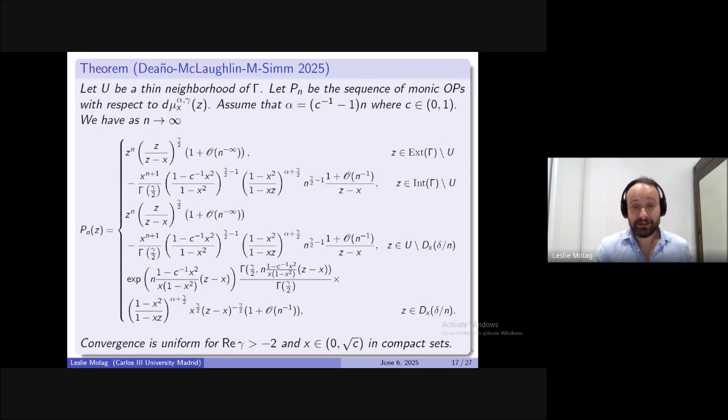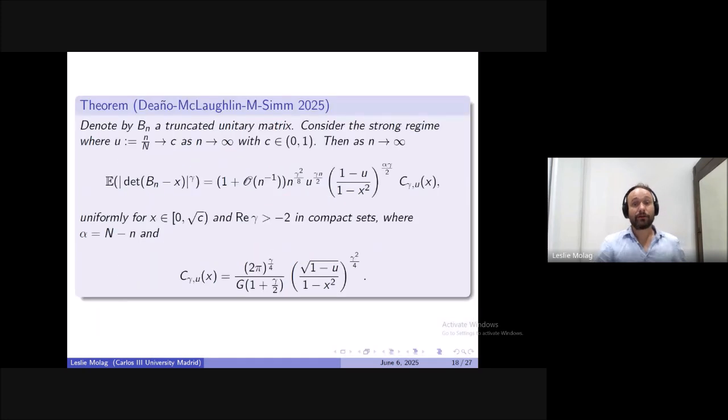Okay, so that's the result for the orthogonal polynomials. Let's now look at the moment of the characteristic polynomials. So again, we consider the regime of strong non-unitarity. And here we get behavior that's quite similar to the result by Webb and Wong. So it's quite similar. We even also get the Barnes G function in our result.